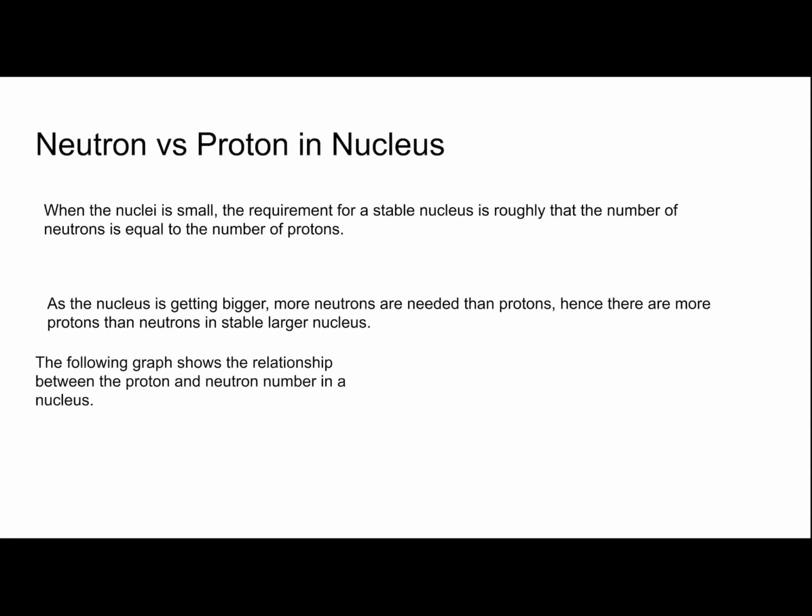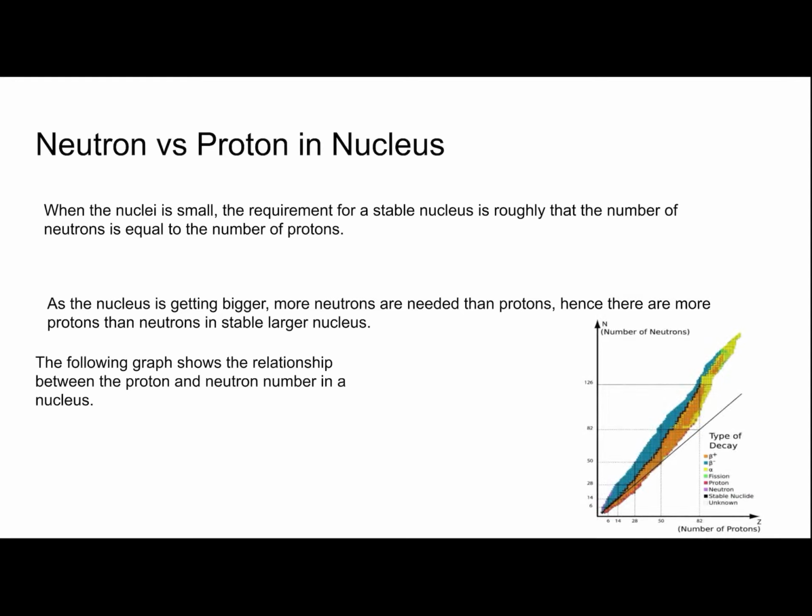The following graph shows the relationship between the proton and the neutron number in the nucleus. As we can see here, the black solid line represents where the number of neutrons is equal to the number of protons. For small nuclei, the number of neutrons is roughly equal to the number of protons, and it follows the line. However, for larger nuclei, the number of neutrons is actually bigger than the number of protons.